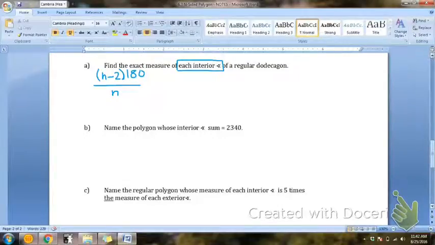So a dodecagon means that our n value is 12. Okay, so now I'm just going to plug it into my formula over here. 12 minus 2 times 180 divided by 12. And now I'm just going to rely on my calculator.